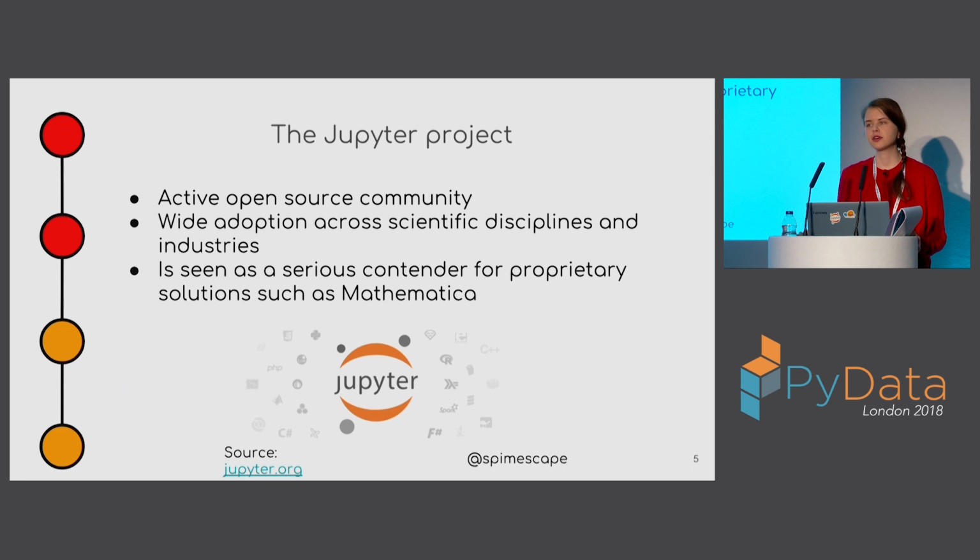Also recently, Jupyter has become a serious contender for more proprietary solutions, such as Mathematica. There was a blog post recently by someone whose name I've just forgotten, but he was comparing Mathematica to Jupyter and saying that the Jupyter ecosystem has come quite far. So it is definitely now serious competition for more commercial and proprietary-based solutions. It'll definitely be interesting to see what happens in the coming years to the open interactive computing space.